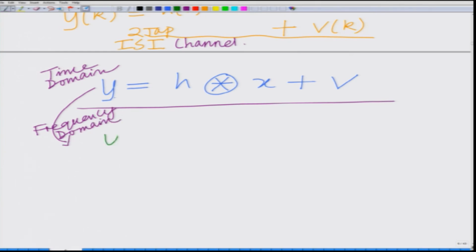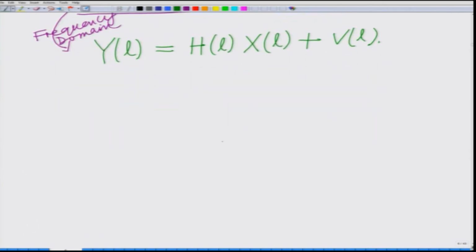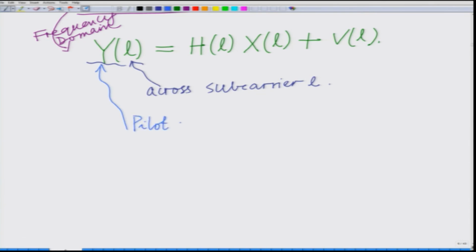So, basically the top is the time domain and the bottom is the frequency domain, and in the frequency domain across each subcarrier, that is the fundamental equation of OFDM: YL equals HL into XL plus VL. This is across subcarrier L. What are these YLs? These YLs are the pilot outputs received across subcarrier L. So, we have capital YL, which is the pilot output received across subcarrier L.